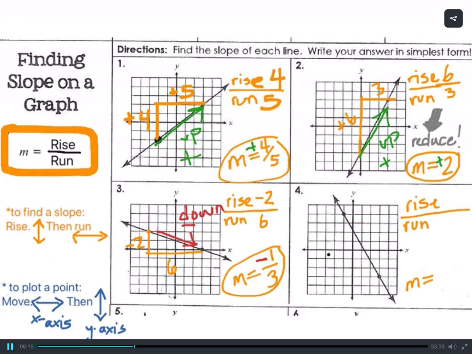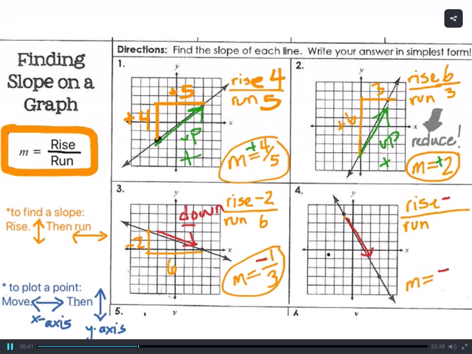So if you could predict the outcome in number 4, what kind of slope do you think my final answer will have? And it should be a negative because I'm going down, okay? So now let's find out. We know we're going to have a negative slope in number 4. Let's see exactly what it will be.